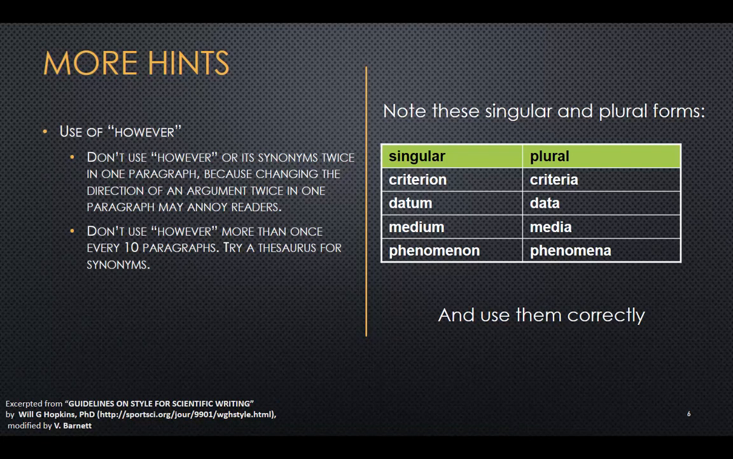Also, there are some specific words that are used in scientific discussions that have different forms for singular and plural. So a singular criterion, multiple criteria; a single datum, multiple is data; single is medium, multiple is media; and a single observation is a phenomenon, and multiple observations are phenomena. So understand the differences and use them in the appropriate places.